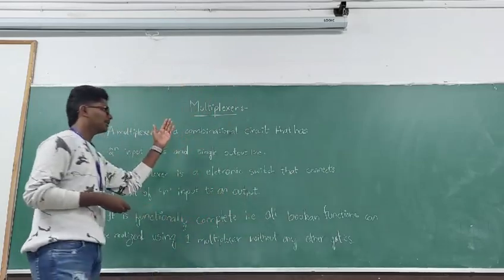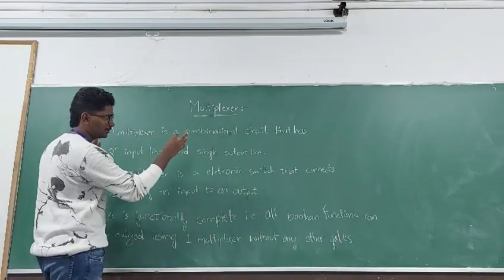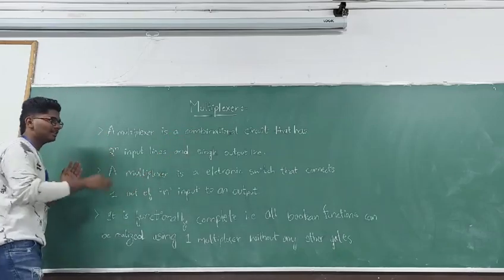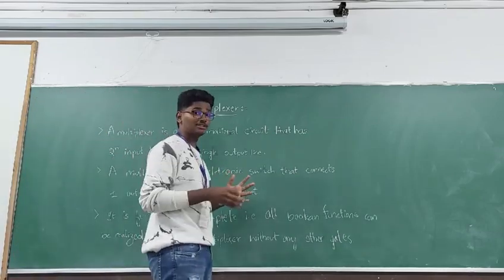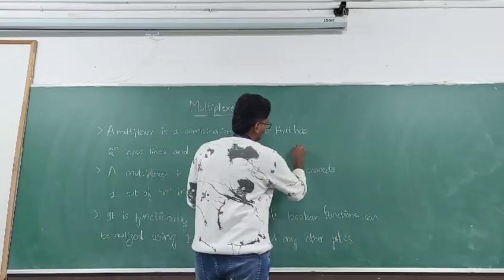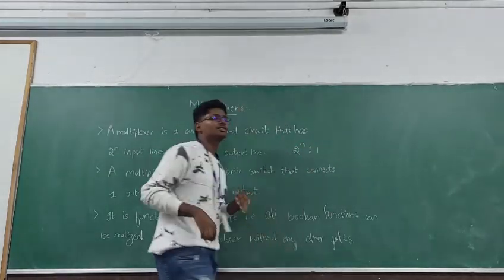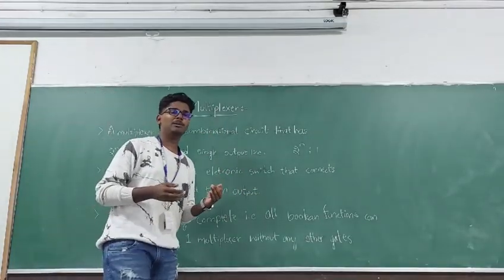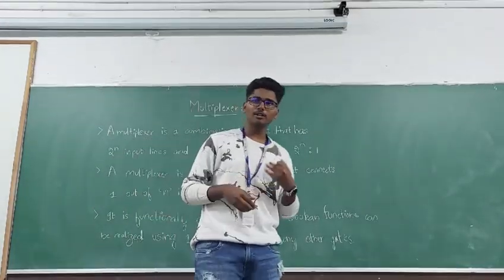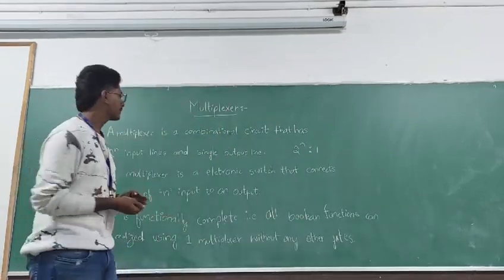So when it comes to a multiplexer, our definition says that a multiplexer is a combinational circuit that has 2 power n input lines and a single output line. So this means that a multiplexer always consists of 2 power n input lines and a single output line. So when we consider a multiplexer, we can say there will be multiplexers like 2:1 multiplexers, 4:1 multiplexers, 8:1 multiplexers and so on.